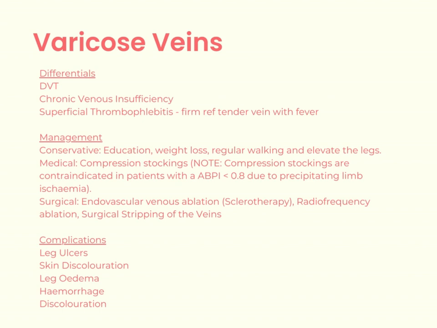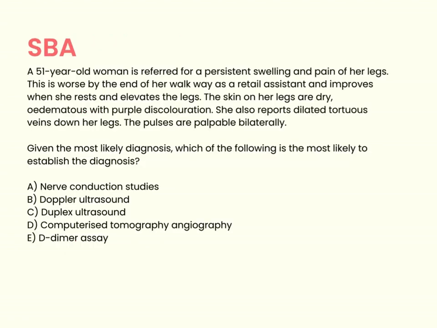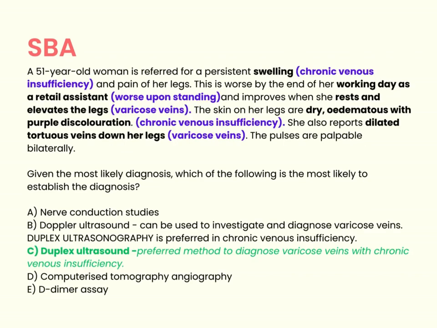And here are some of the complications. So the correct answer is C. She's got varicose veins, especially the fact that she's got all the risk factors. She stands up quite a lot with her job. Elevating the legs helps. She's got the dilated tortuous veins.